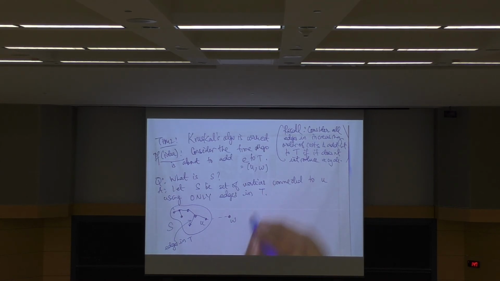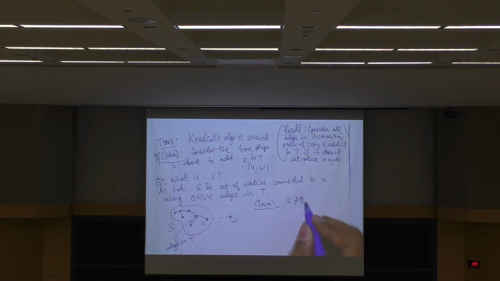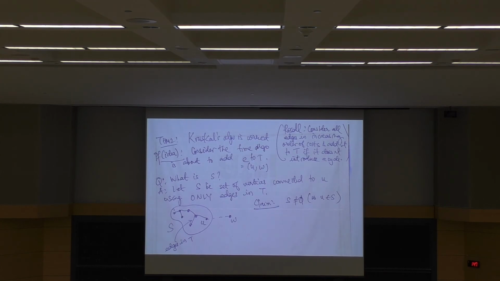So the first claim that I make is that, again, to use the cut property lemma, we argue S is not empty, we argue S is not everything, and we argue that the edge e is the cheapest crossing edge in this cut. The claim that S is not empty just follows from the fact that u is connected to itself. So this is simple. What we want to argue also is that S is not everything, and the way we're going to argue that is to argue that w is not in S.